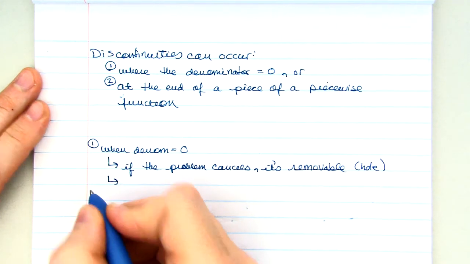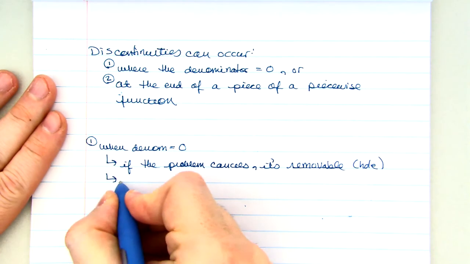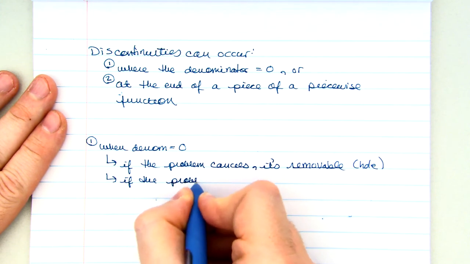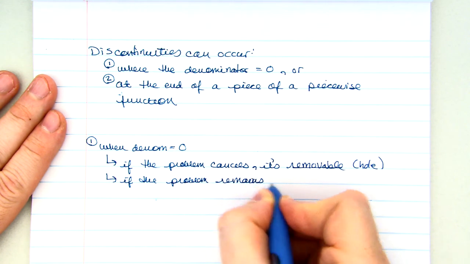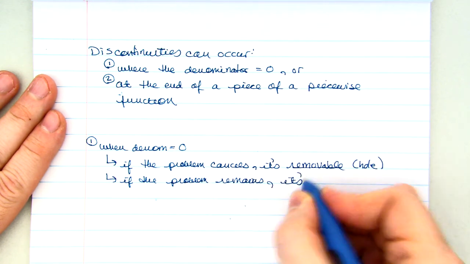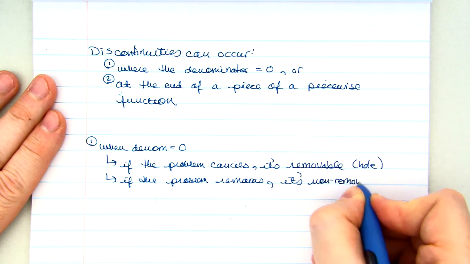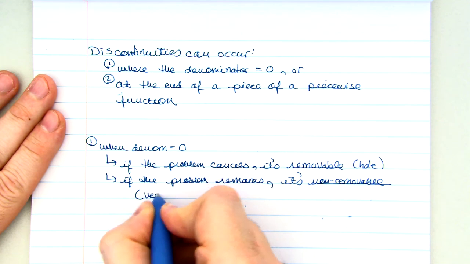If the problem remains, and this means after simplifying, of course, it's non-removable, and specifically, it'll be a vertical asymptote. We can't really get jumps from just issues like that. If the problem remains, it's non-removable, which is a vertical asymptote.